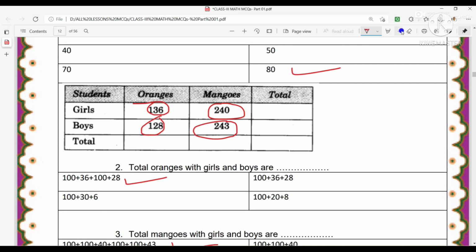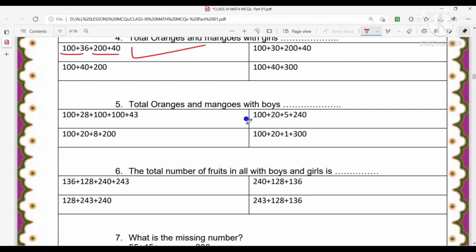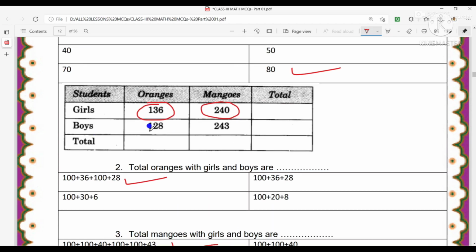Then total oranges and mangoes with girls. Oranges 136 and mangoes 240. So 136 plus 240, that is 100 plus 36 plus 200 plus 40. Then total oranges and mangoes with boys: 128 plus 243.